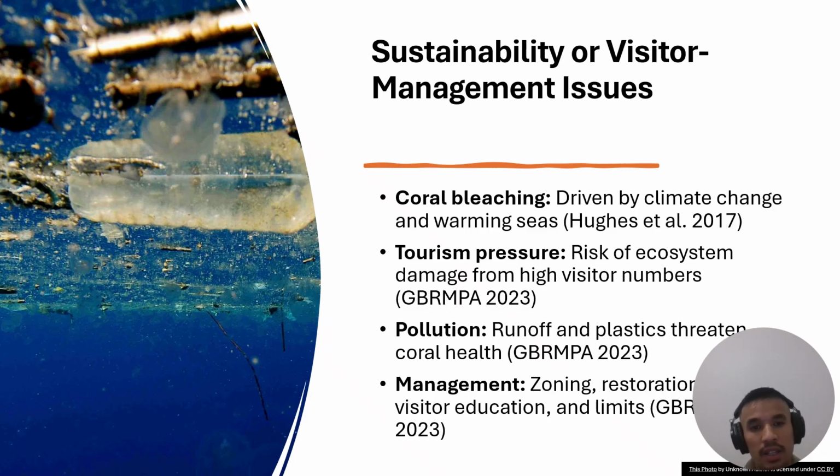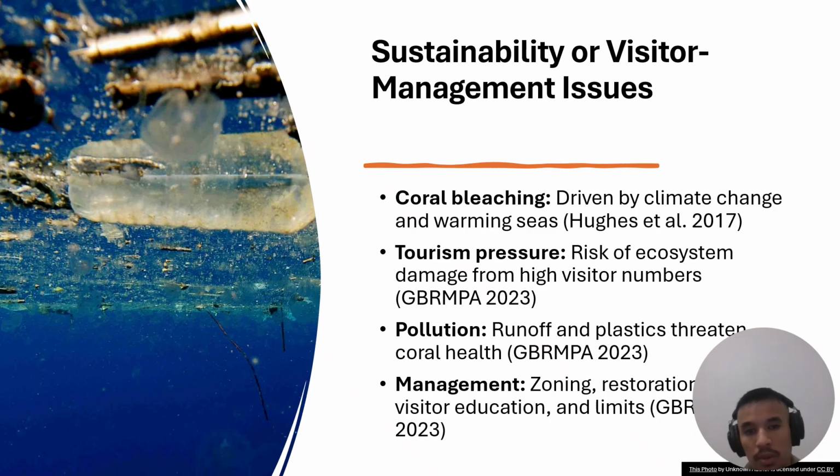A key study by Hughes and colleagues in Nature found that mass bleaching events have been much more common in recent decades. The next challenge is overtourism. Too many people can damage fragile coral and disturb wildlife. Pollution, especially from agricultural runoff and plastics, is also a serious issue, threatening both corals and marine species.